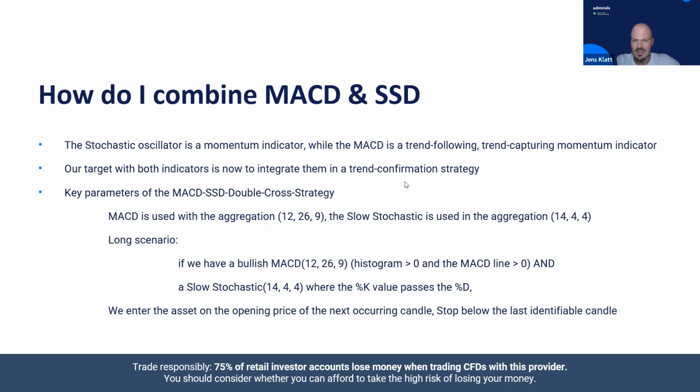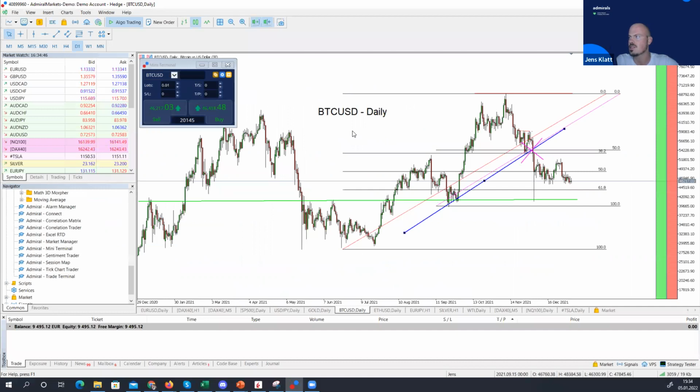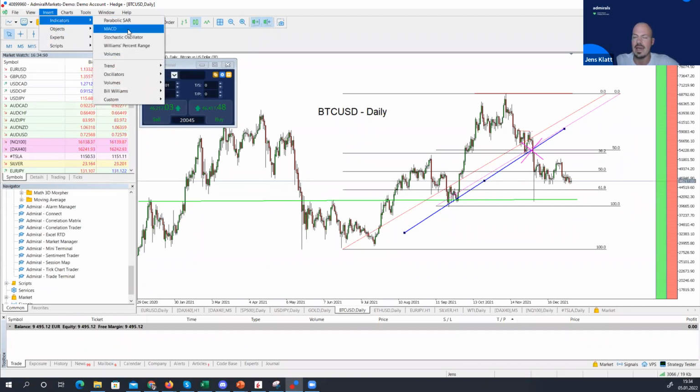So very important are the key parameters. The chart I just presented, when it came to the slow stochastic, that was the 15, 5, 5. We adopt this a little, and we have 14, 4, 4. So these are the key parameters. Let me go back into the MetaTrader and give you an insert. MACD with 12, 26, 9, this is a standard indicator, so you can just click OK.